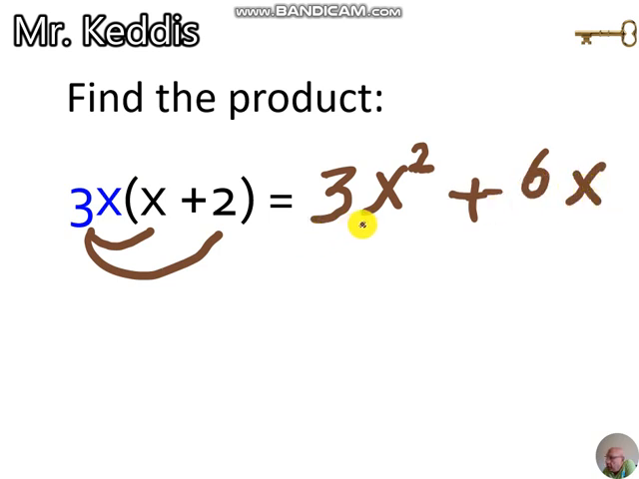When I factor 3x squared plus 6x, the common factor between 3 and 6 is 3. You have x squared and you have x to the power of 1 here. I take the lowest power, x. This means the common factor here is 3x, open parentheses x plus 2.